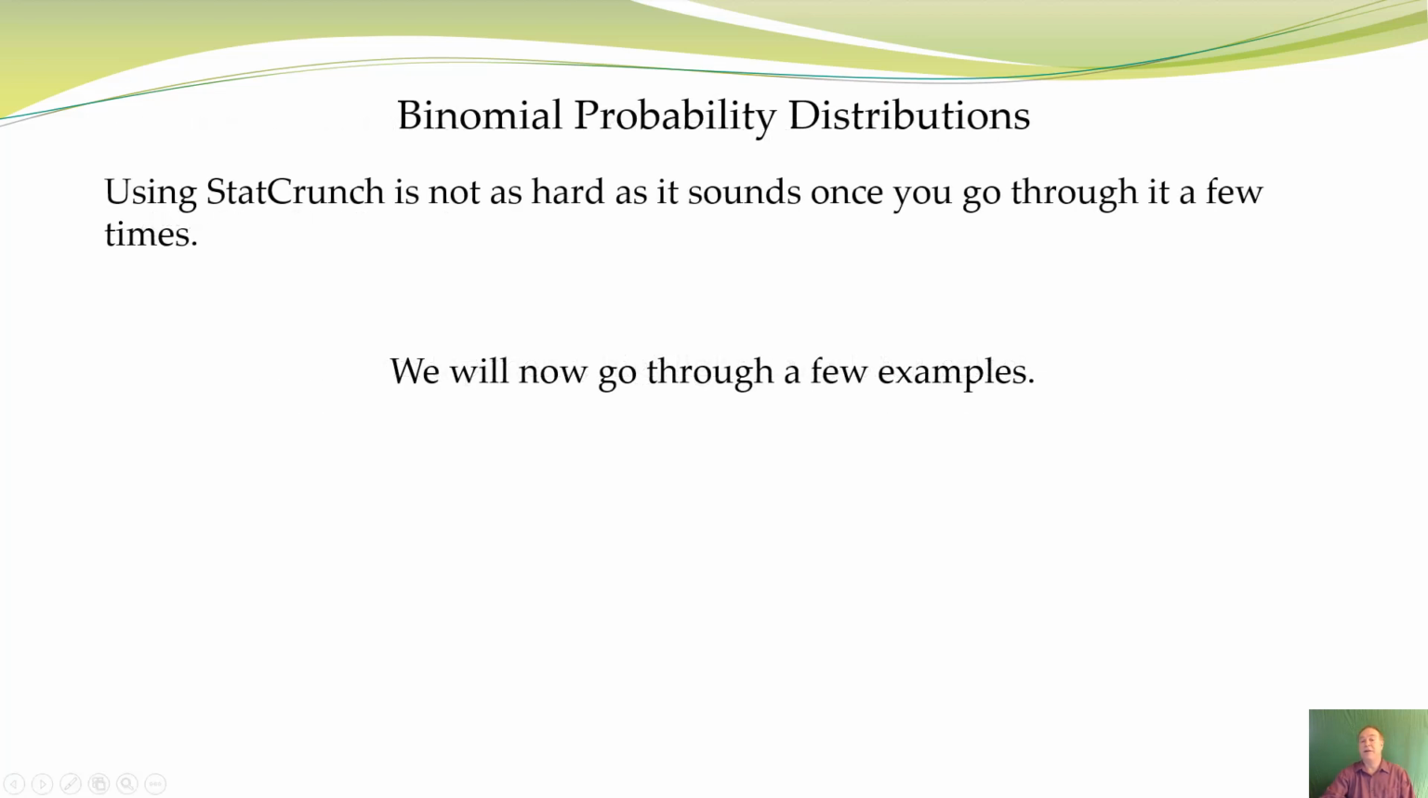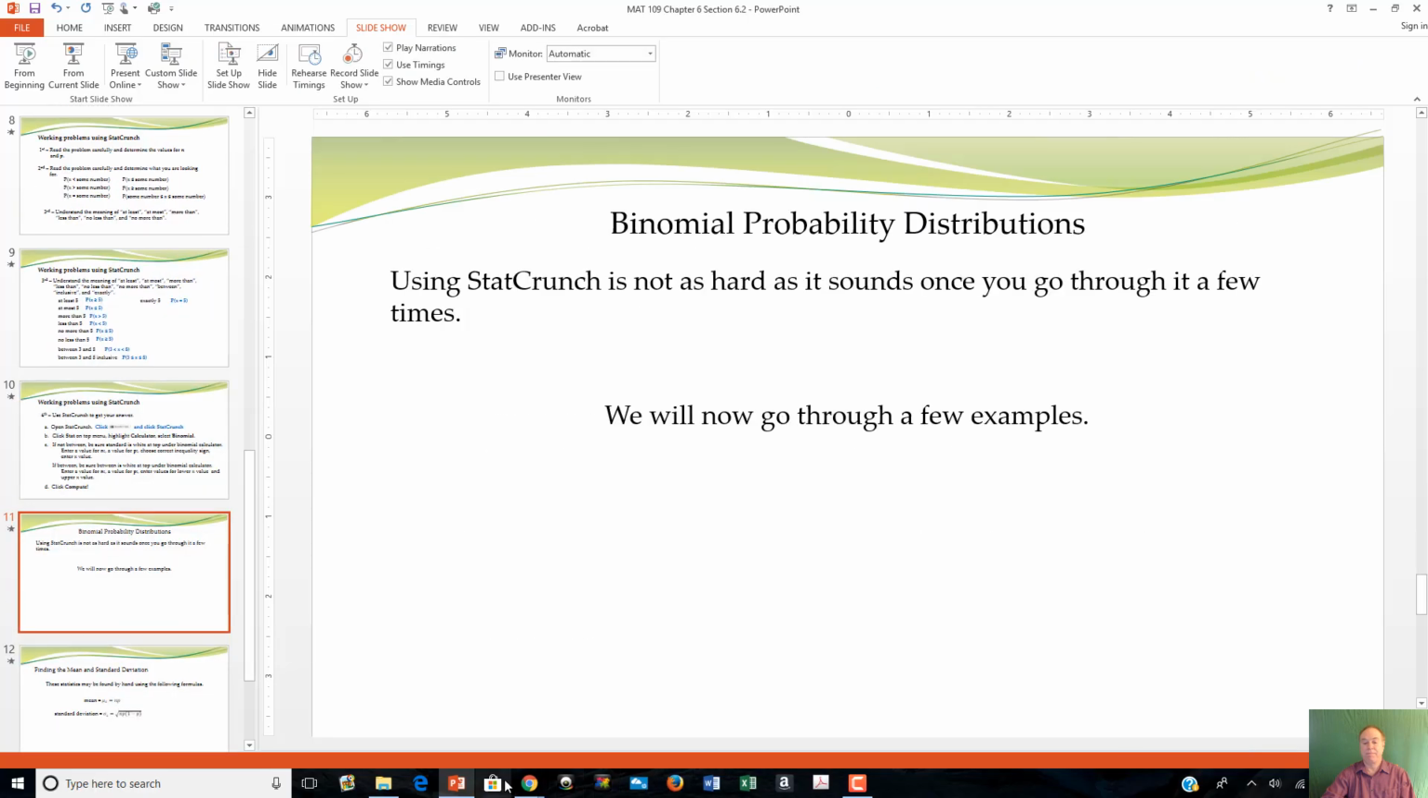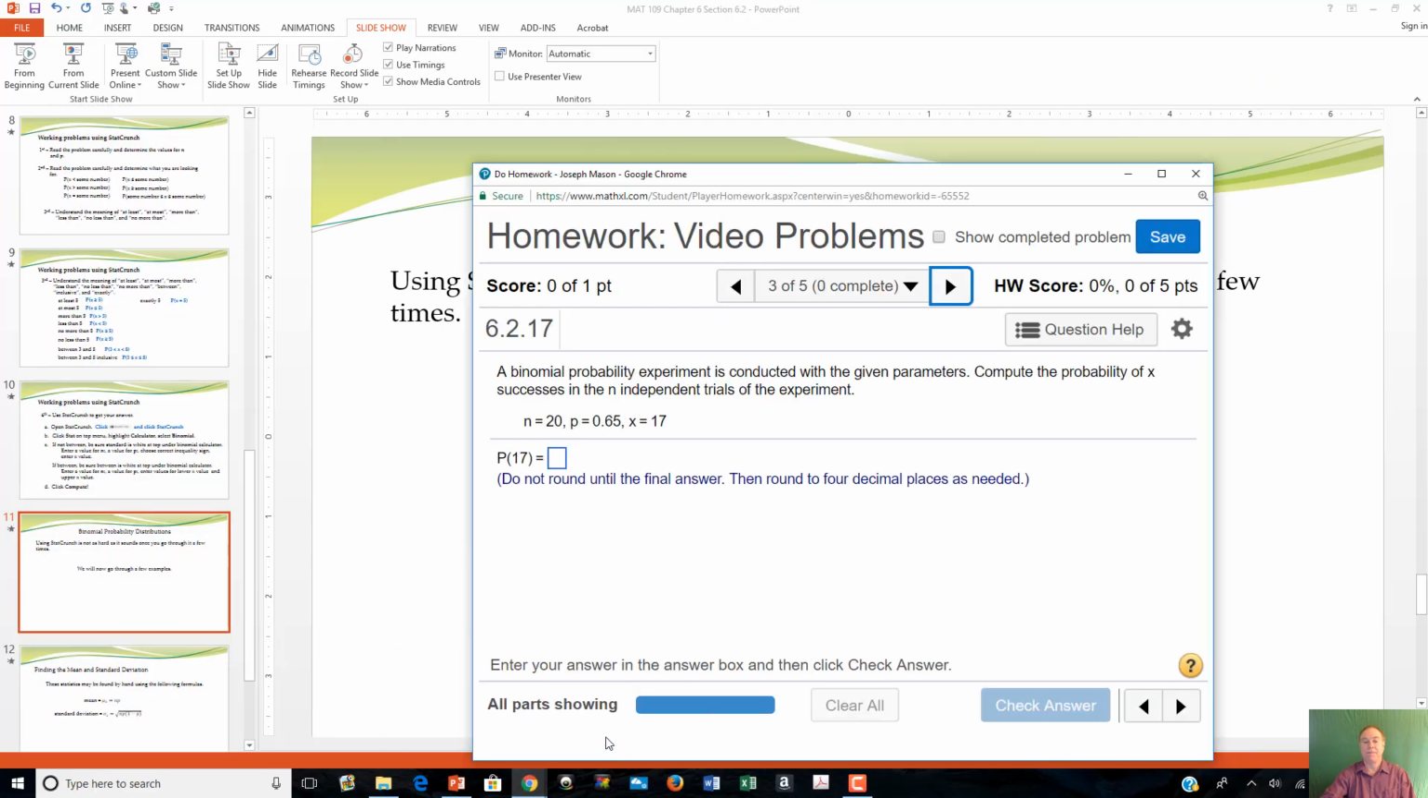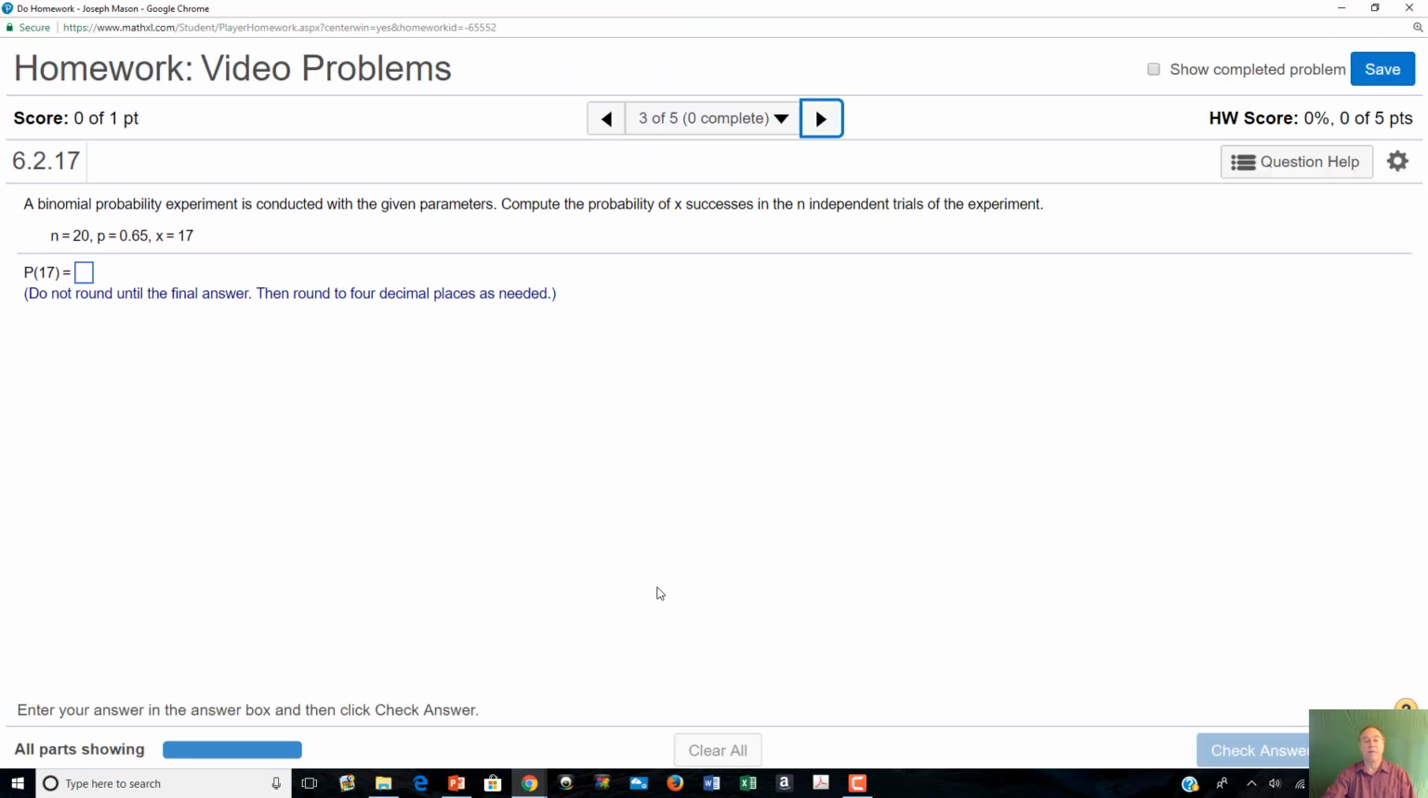Now, using StatCrunch is not as hard as it sounds once you go through it a few times. We will now go through a few examples. On this problem, a binomial probability experiment is conducted with the given parameters. Compute the probability of x successes in the n independent trials of the experiment. So we're given n is 20, p is 0.65, x is 17.